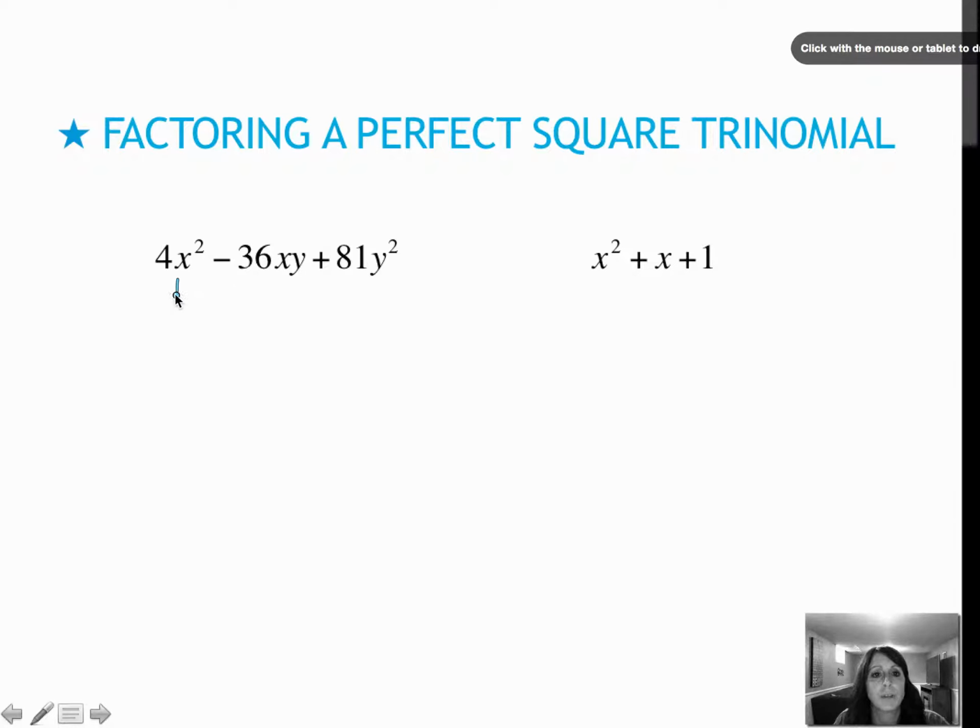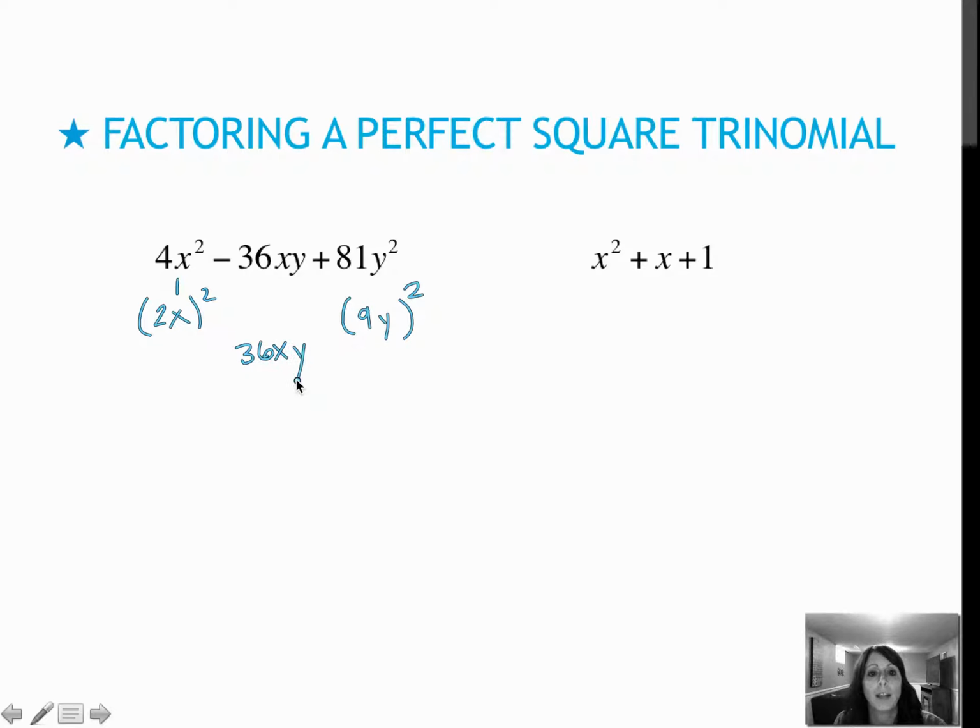For my first, I would say the square root is 2x, and here the square root is 9y, and then I would multiply those together and double it. So if I multiply them together, I get 18xy, I double it to get 36xy, and it does fit my pattern. So I'm going to subtract my terms to get 2x minus 9y quantity squared.